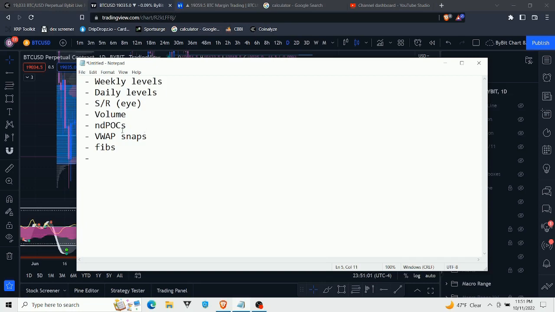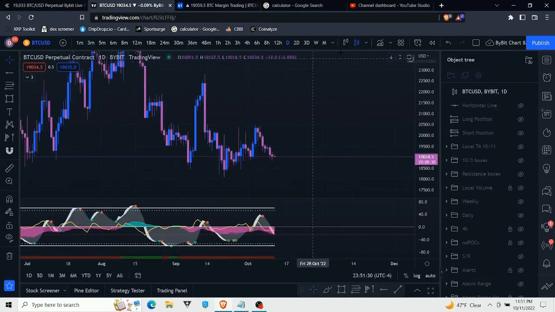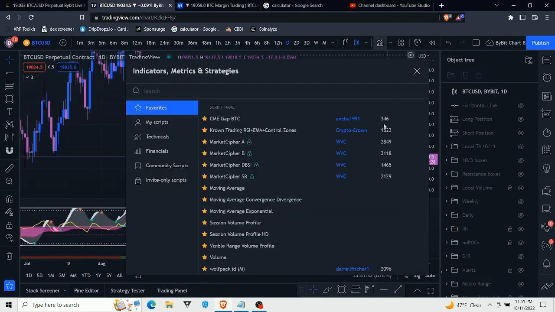Now, some other levels that we can mark out to look for even more confluence are ndPOCs, or naked daily point of controls. You can get these even if you don't have paid TradingView, but it is a bit more tedious. If you do have paid TradingView, the tools that I use to get ndPOCs are Session Volume Profile and Session Volume Profile HD.